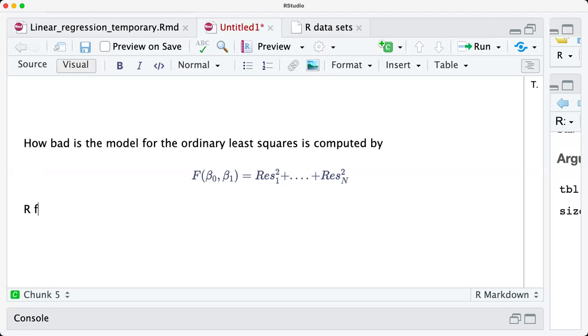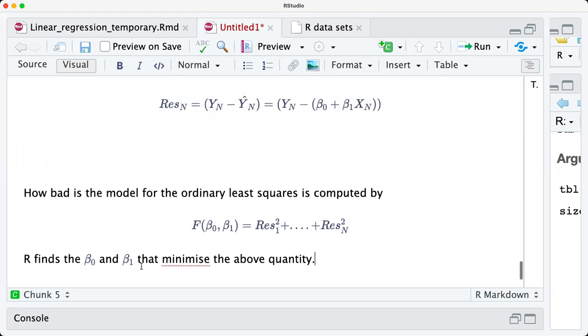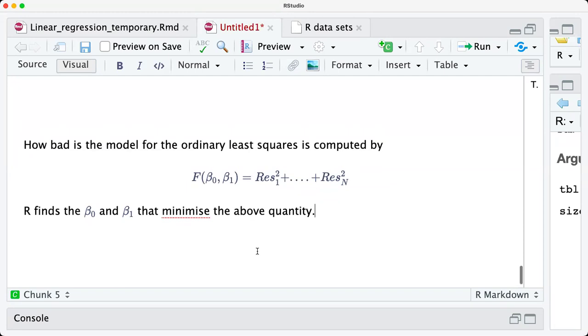R finds the minimum, the beta 0 and beta 1 that minimize the above one. So, as simple as that. Not very complicated. I mean, it's not even easy, but it's not the worst thing you saw in this course.